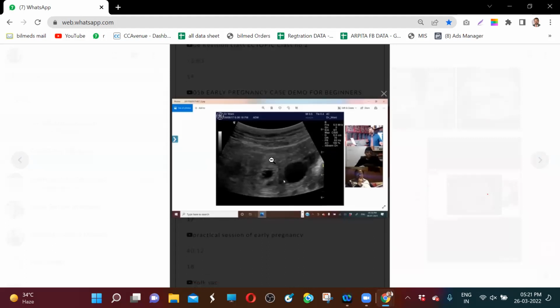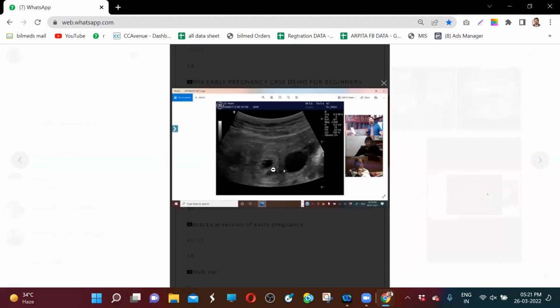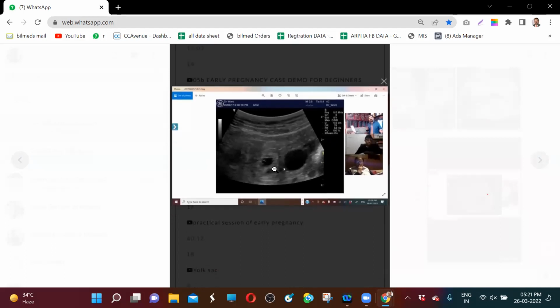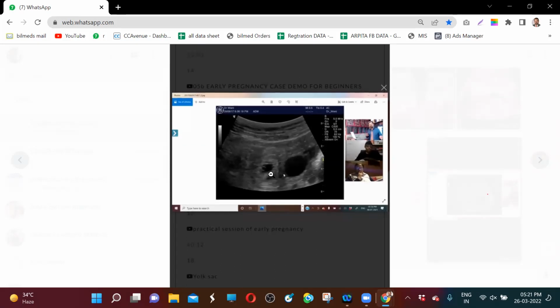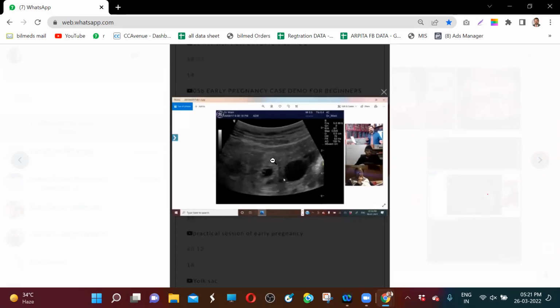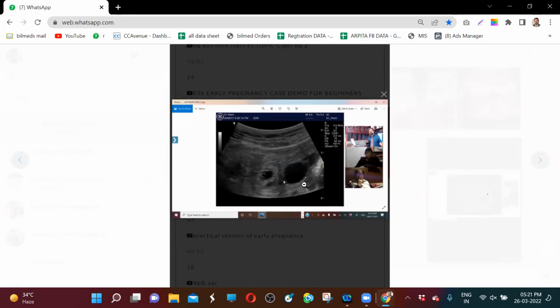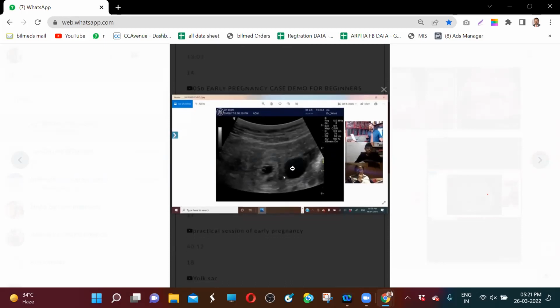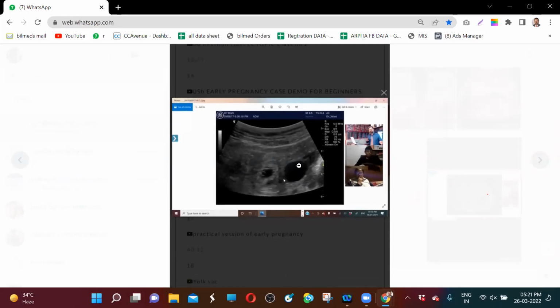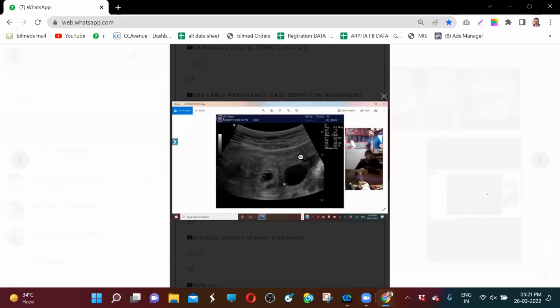Now see the Bagel sign. Here I can see that there is a ring around this. This is a decidual reaction. This is the globe sign. This is the Bagel sign. This is the tubal ring sign. What is here? This is a next circular, semicircular lesion over here. This is nothing but the corpus luteum, which we have discussed in the class.